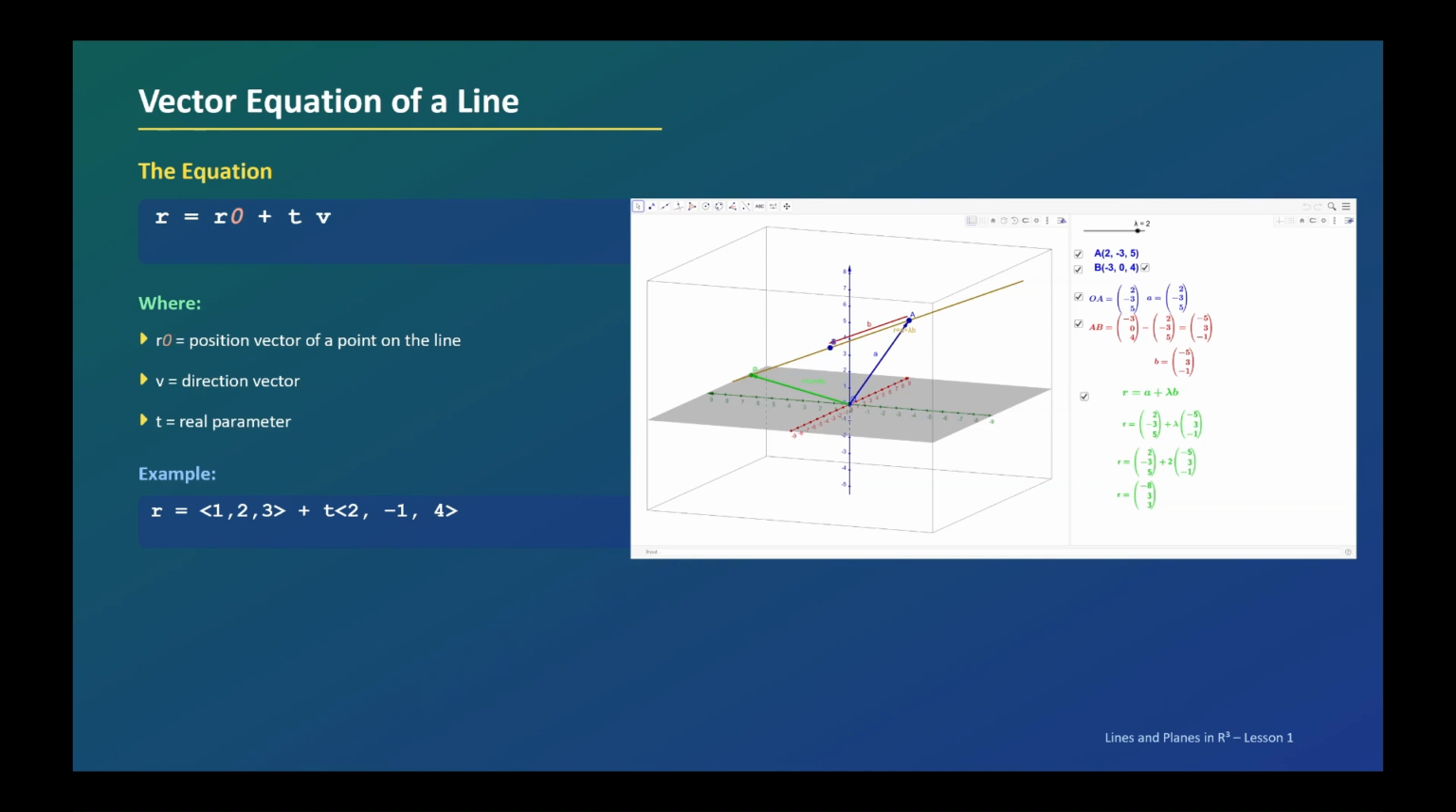When t is 0, we are at the starting point. When t is positive, we move forward along the direction vector. And when t is negative, we move backward.